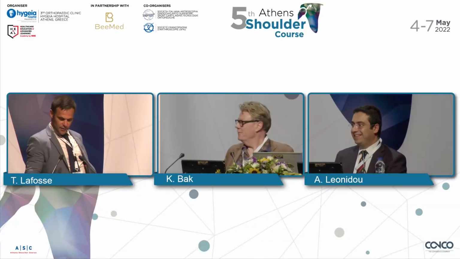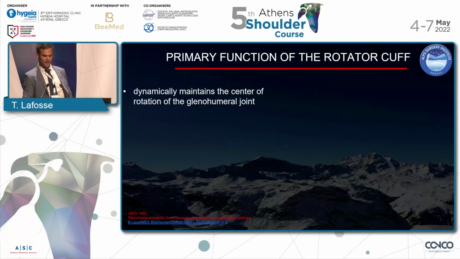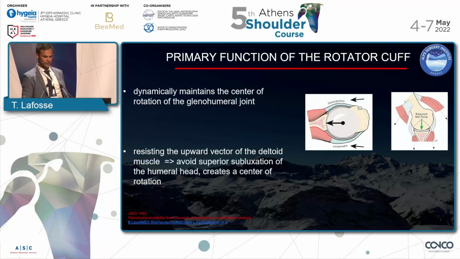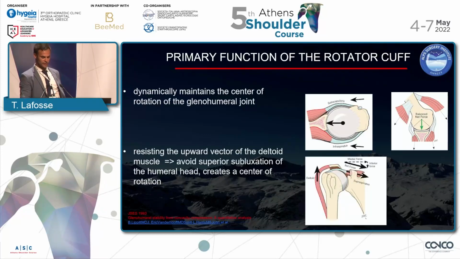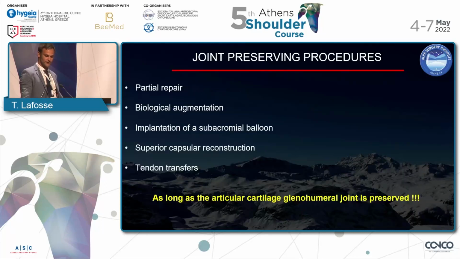Okay, so I will quickly go over the function of the rotator cuff because we have been speaking about this a lot today. Of course, it dynamically maintains the center of rotation of the glenohumeral joint and resists against the upward vector of the deltoid. Tears of the rotator cuff lead to eccentric omarthritis.